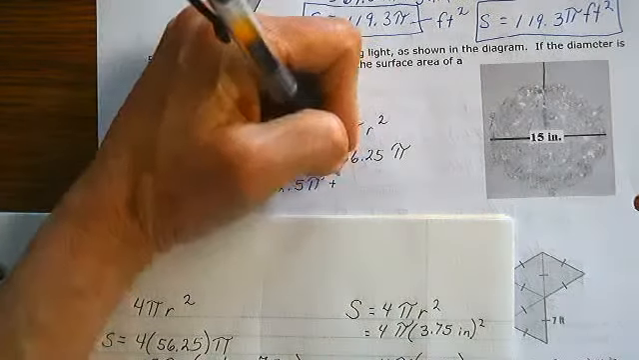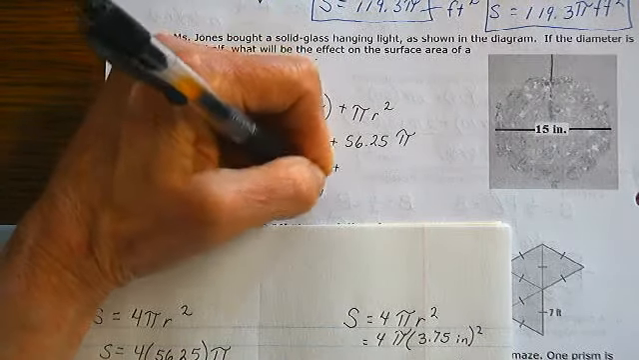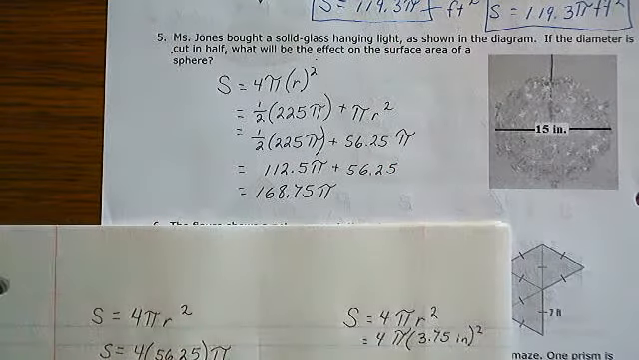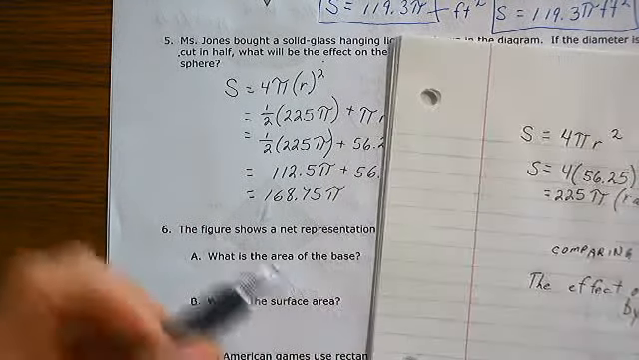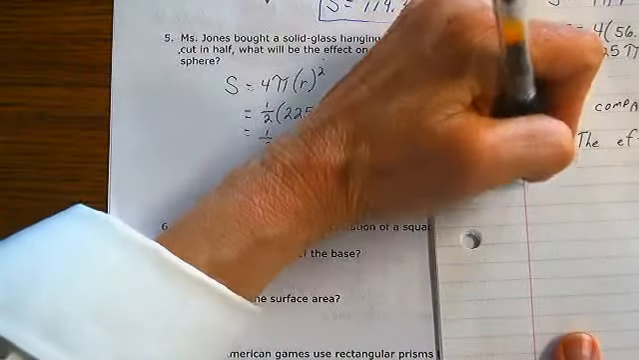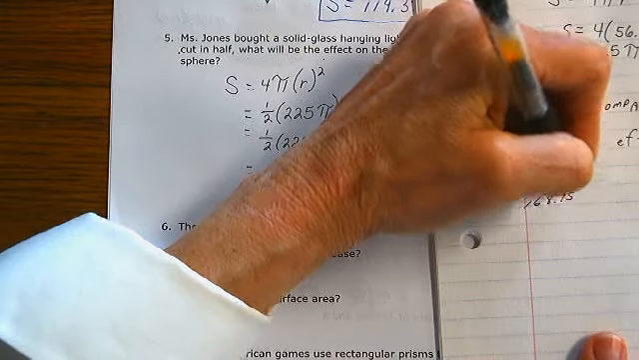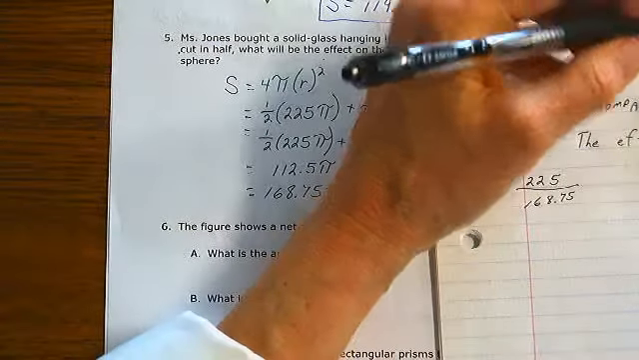That would give us a total of 168.75 pi. And we would be comparing that to the original surface area of 225 pi. That would give us a ratio of 225 to 168.75, and that would change the reduction to 1/3.